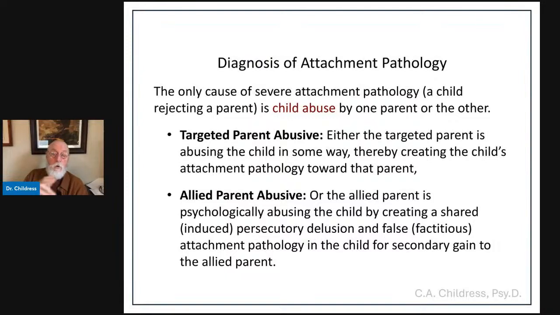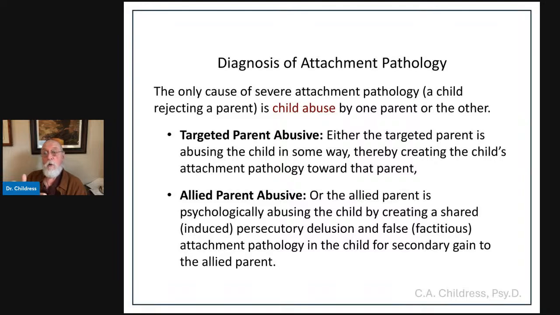So in terms of the diagnosis of attachment pathology in the family courts, the only cause of severe attachment pathology, a child rejecting a parent, is child abuse by one parent or the other. Less severe forms of problematic parenting produce what's called an insecure attachment that more strongly motivates the child to bond to the parent. If we have a child seeking to flee a parent, that's rejecting a parent, the only cause of that would be abusive range parenting from one parent or the other.